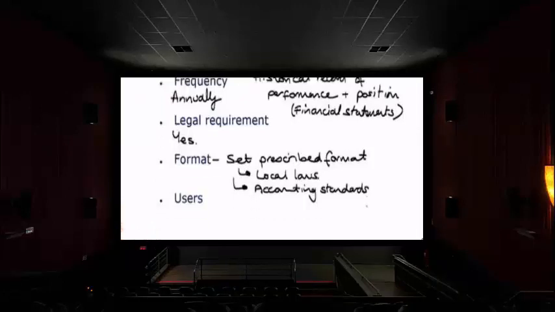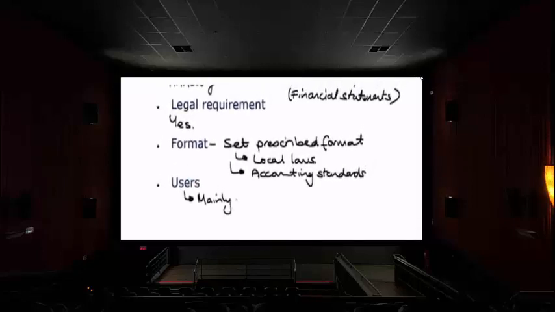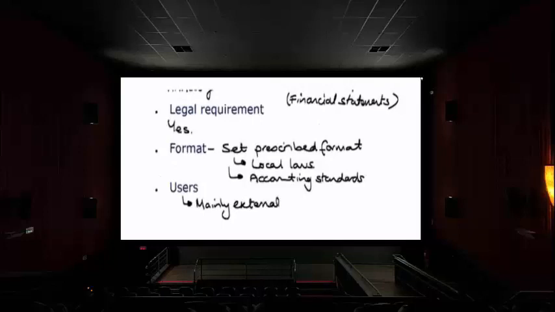Now, the users of the financial accounts, well, if management accounts are mainly prepared for people internal to the business, well, the users of financial accounts will be mainly external users. Now think about what we're preparing. We're going to prepare a statement showing our profit or loss for the year, and we're also going to prepare a statement showing all our assets, what we own, and all the liabilities, what we owe. Remember, that's going to assess the health of the business, the position.